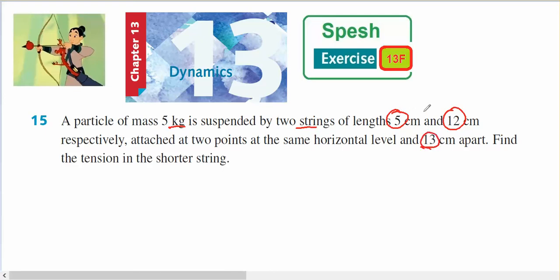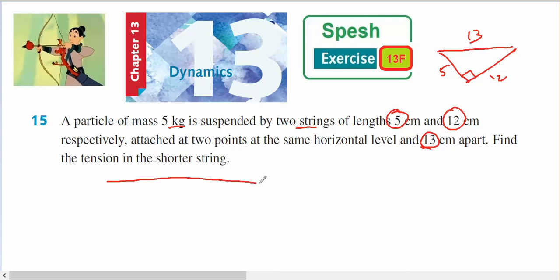So the first thing I notice about this is a Pythagorean triad. That's 13, and the 2 shorter ones are 5 and 12, then that's a right angle between them. So we have a right angle triangle. Find the tension in the shorter string.